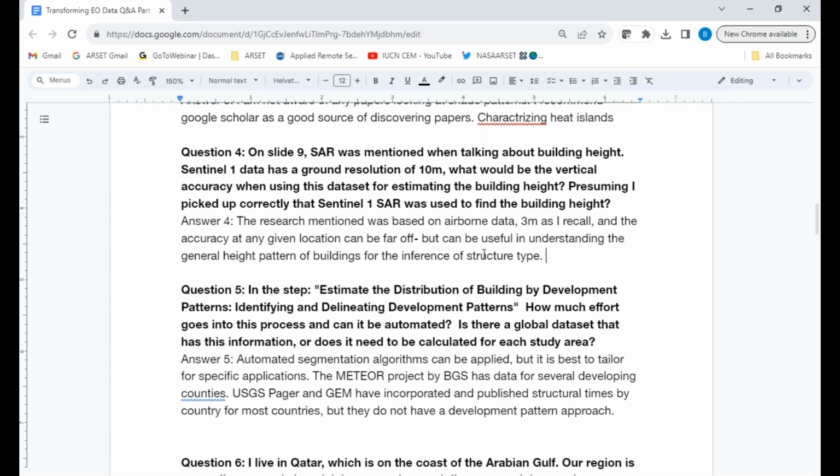That's not the way that we actually use the data typically. We will use it to come up with almost like a height profile for a region, which would be used basically to extrapolate structural characteristics using the methods of developing development patterns that some of the other speakers addressed. So yes, SAR data for heights can be highly problematic. Great, thank you very much for that clarification.